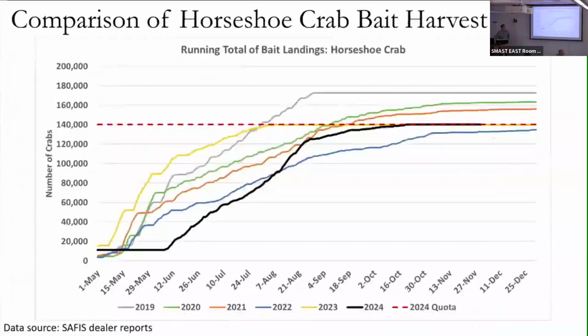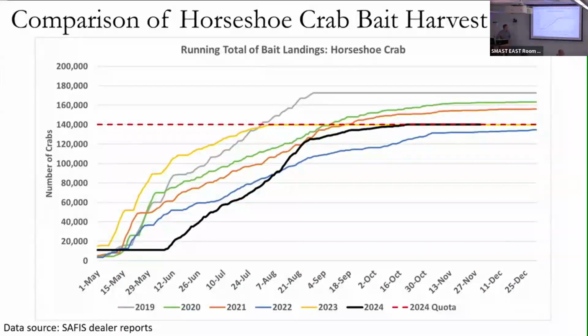This is looking at the comparison by year. So you can see here in that figure, the black line is 2024. You can see the impact of those new regulations, where it was closed from, it's supposed to be April 15th, but got kind of started late this past year. It wasn't enacted until about the 26th of April this year, but it went to June 7th. So you can see that flat line in the black there.